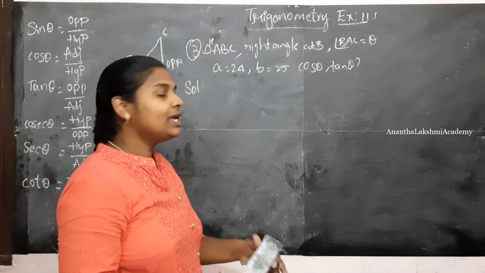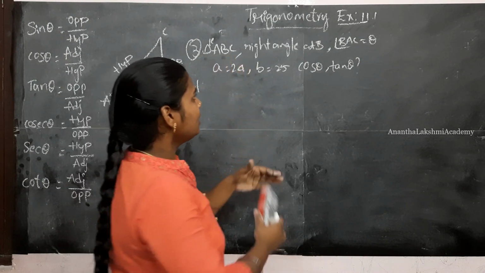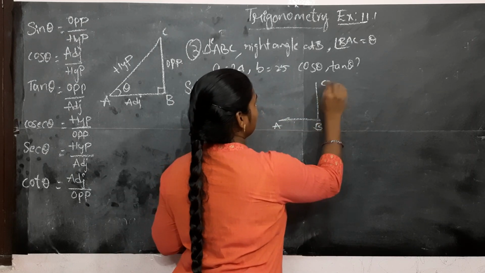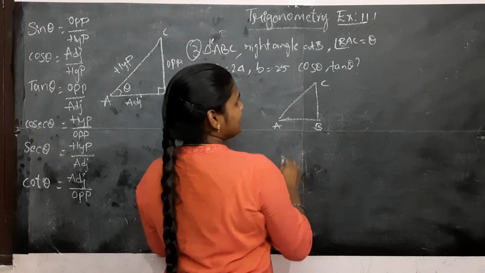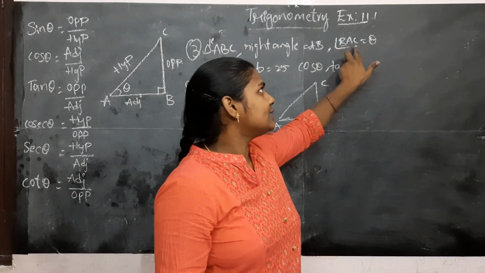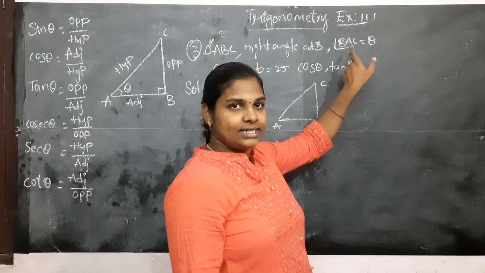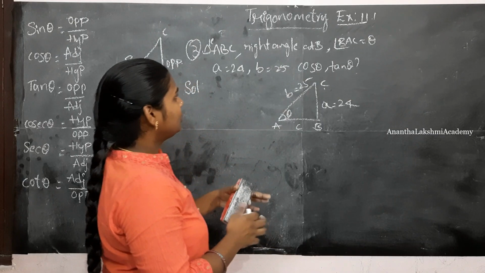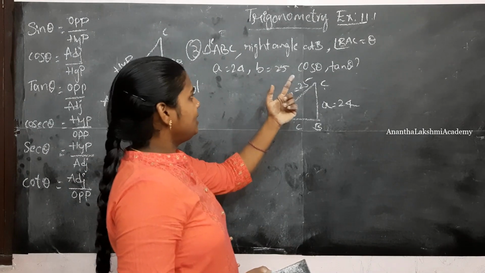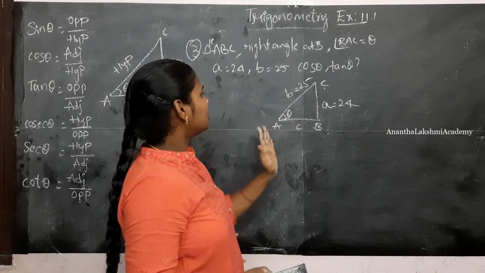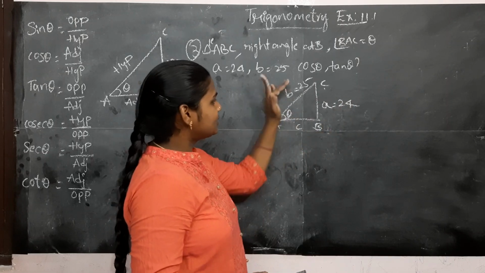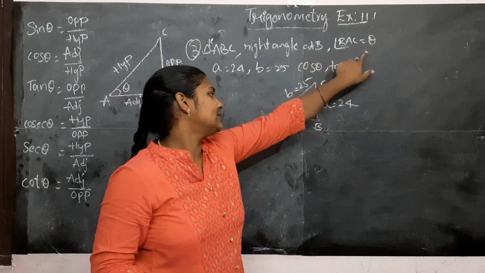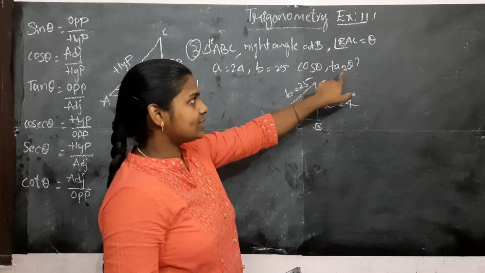So for the third problem, they have given that for a triangle ABC, it is right angled at B. Angle BAC is theta. Whenever they give the angle BAC, whatever is the letter in the center becomes theta. So here angle A is theta. Small a is the side opposite to capital A, and small b is the side opposite to capital B. Here they have given us 24 and 25, and angle A is theta. They are asking us to figure out cos theta and tan theta.